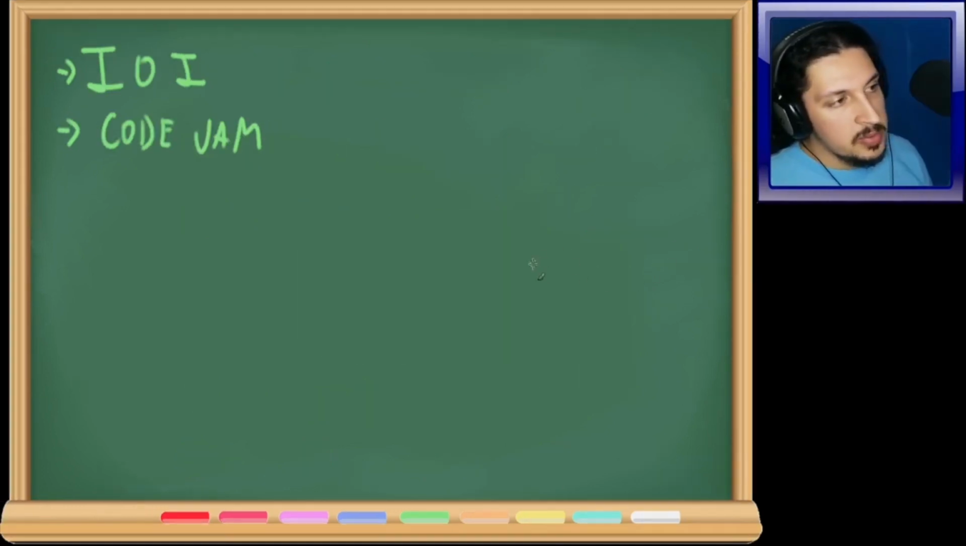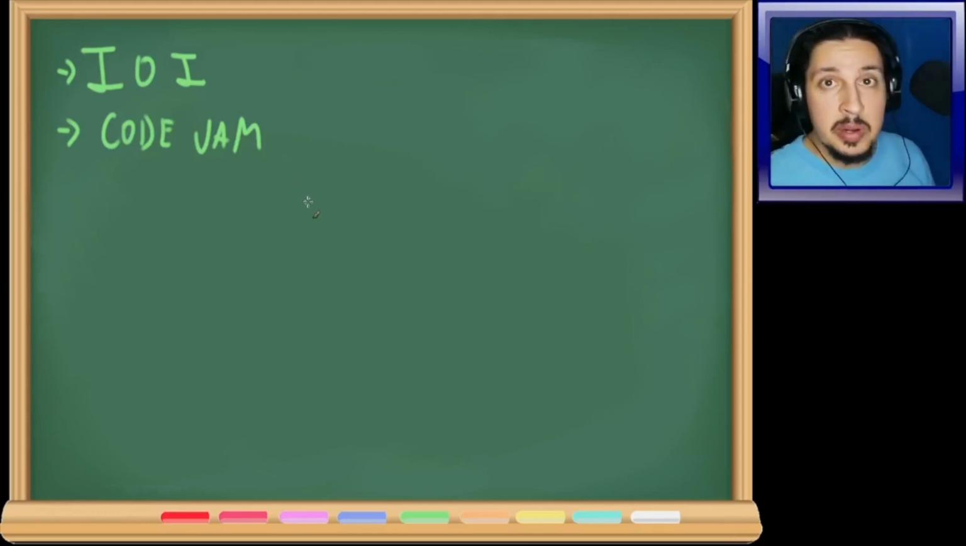Now, I will mention that two contests that very regularly feature interactive problems that I like a lot and are great contests are the IOI, the International Olympiad in Informatics, and the Google Codejam. So I really recommend you to check both past editions for problems if you want to practice with interactive problems.